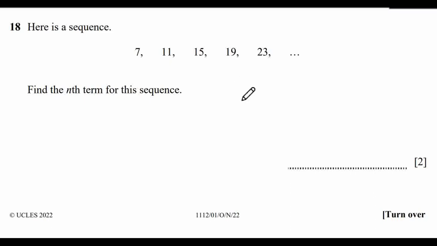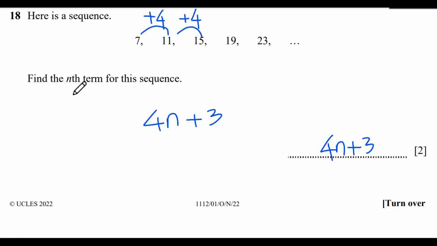First, wait 10 seconds to find your answer. 10, 9, 8, 7, 5, 4, 3, 2, 1. So you got your answer, guys. Let's check it out. Well, the answer is 4n plus 3.